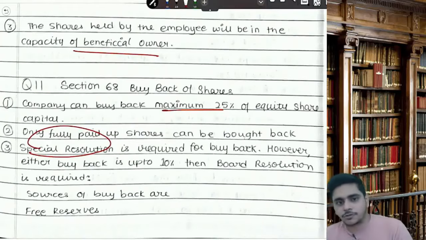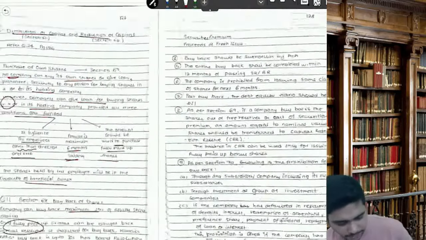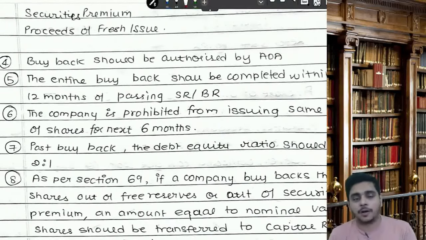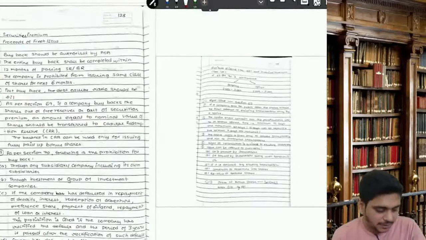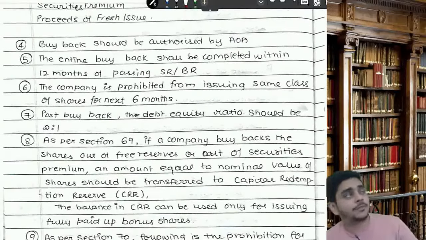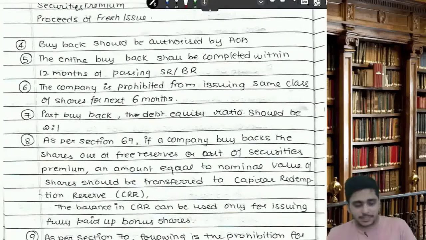Okay. So, what are the sources of buyback? Number one is free reserve. Number two is SEC prem. Number three, proceeds of fresh issue. Buyback should be authorized by AOA. Only these can be used for buyback. Always remember this. The entire buyback should be completed within 12 months of passing BR or SR. So, the period is 12 months. This was also asked in the exam.